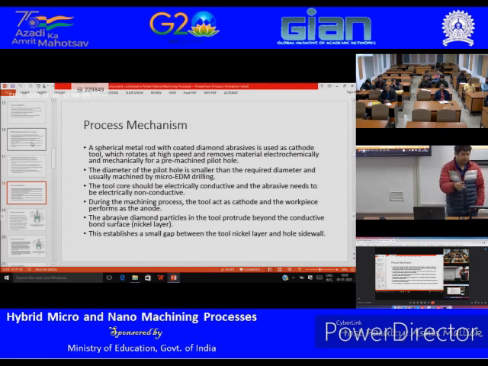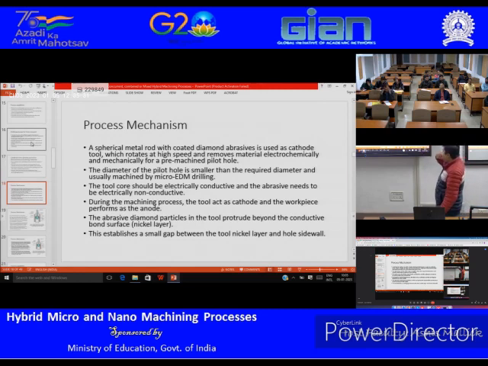So you have metal that will cause electrical discharges, and then you have some protruding diamond particles which are not electrically conductive, and they will contact, right? They will contact the sidewall. So there are some mechanical actions also. So you have mechanical grinding actions and electrochemical dissolution, right? Okay. So this is important.